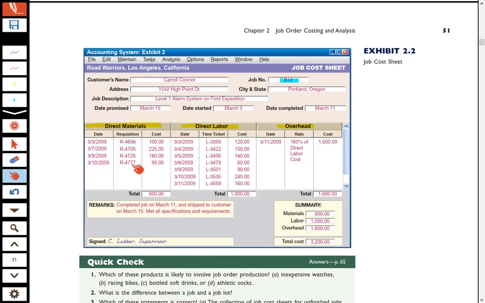Date-wise allocation, requisition, that is the invoice number, then the cost. A total of $600 of material was applied in completing this job B15. Similarly, the labor time ticket, that is the time machine keeping the record, and the cost: labor rate multiplied by the time used is the labor cost. A total of $1,000 of labor cost was applied. Similarly, overhead is applied on some percentage of the direct labor cost, that is 160%. So we have applied $1,600 of overhead.